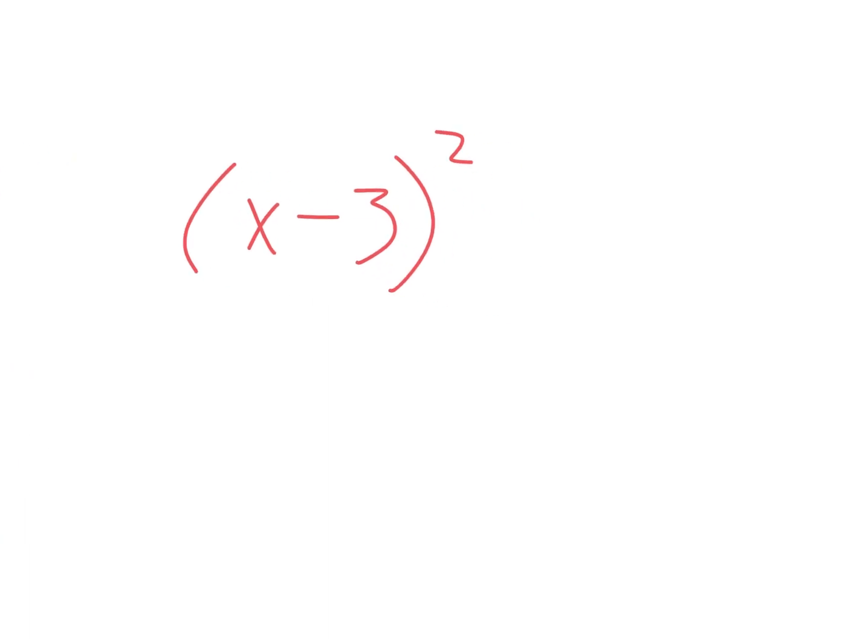x minus 3 squared. It's kind of a trap because a lot of kids are like, oh, it's easy. Got the answer, boom, done. And then they're wrong.